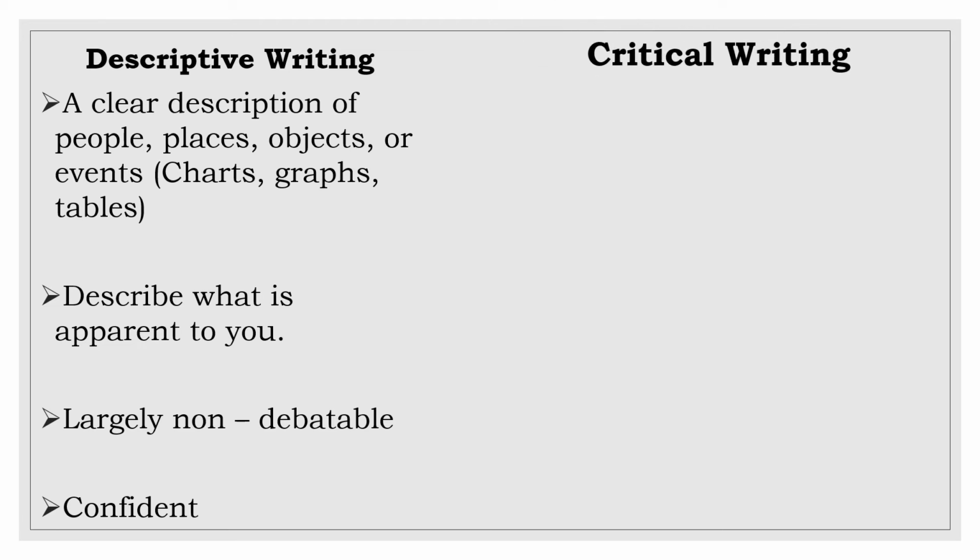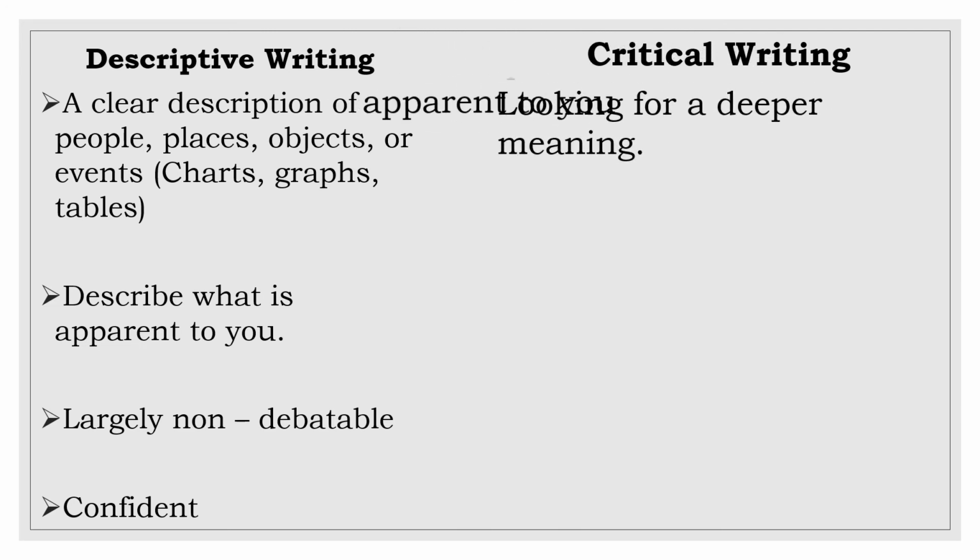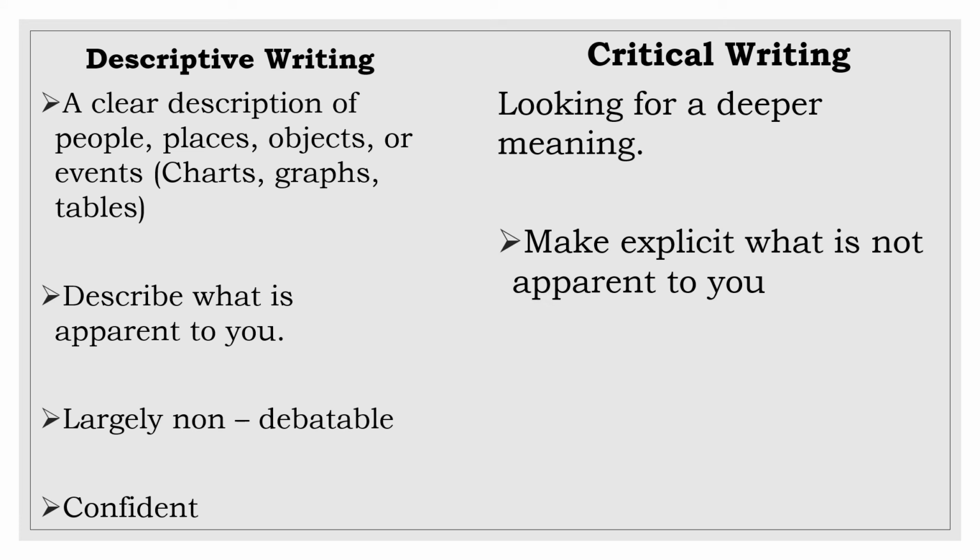Critical writing, on the other hand, in contrast, is when you're looking for a deeper meaning. You're making explicit what's not apparent. For instance, I said there are 26 people listening to this talk. I don't know the reasons why you're listening. So if I was analyzing or critiquing, I would try to find the reasons why 26 people are listening to this talk. And it's largely debatable. I could be right, I could be wrong. I don't really know why 26 people are listening to this talk.